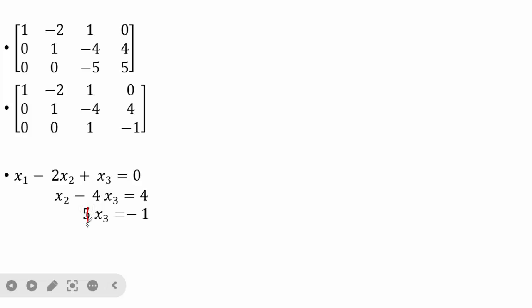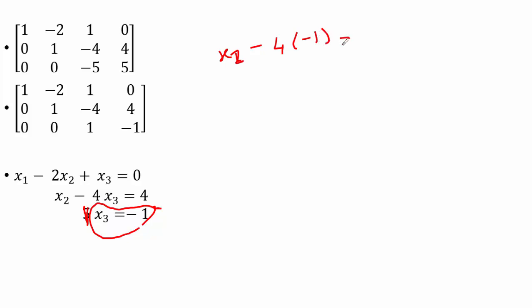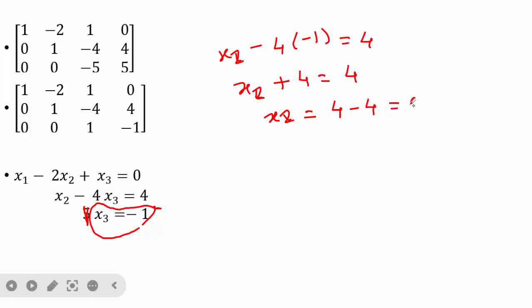Here it should be 1. 1x3 equal to minus 1. And hence, we will get x3 equal to minus 1. If we put this x3 equal to minus 1 in this second equation, you will get x2 minus 4 into minus 1 equal to 4. x2, minus 1 into minus 4 is plus 4, equal to 4. Therefore, x2 equal to 4 minus 4, that is 0.